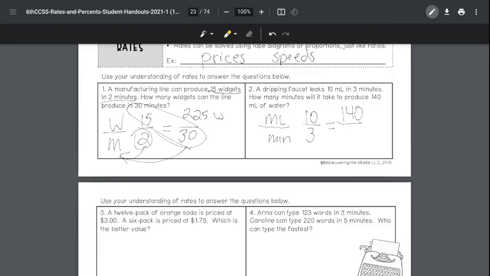Well, my 140 has to go on top because our water all has to stay in the same row, okay? So now we're going to cross multiply and then divide. 140 times 3 gives us 420. 420 divided by 10 gives us 42. So it's going to take 42 minutes for those 140 milliliters of water to leak out of the faucet.